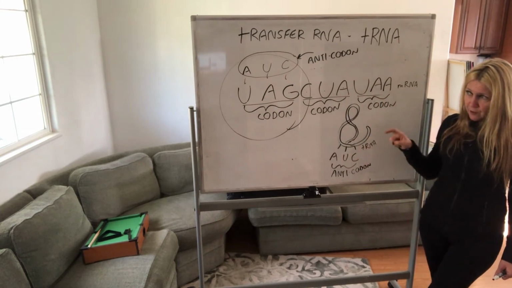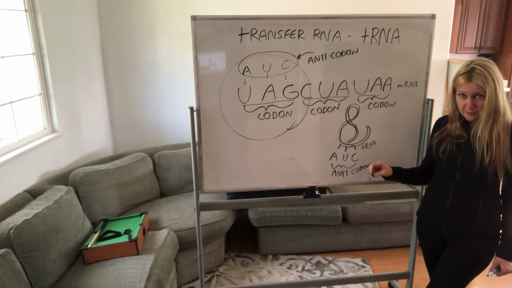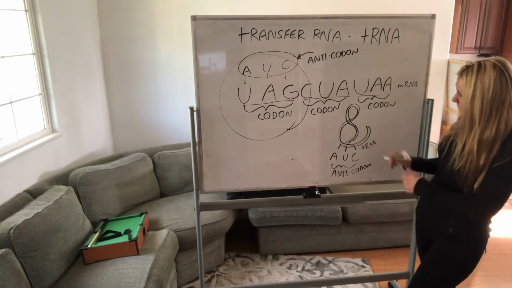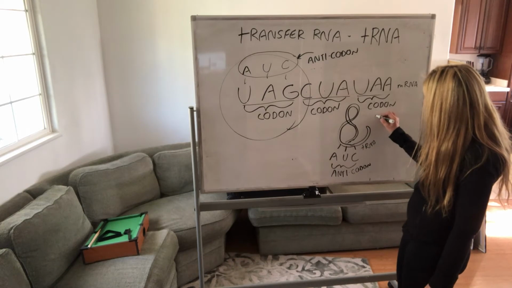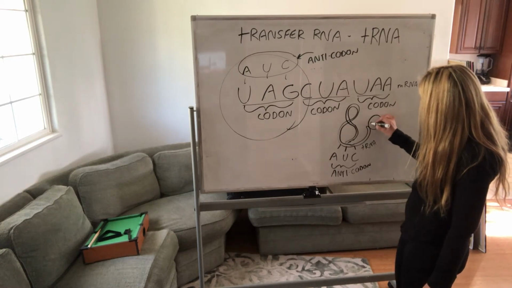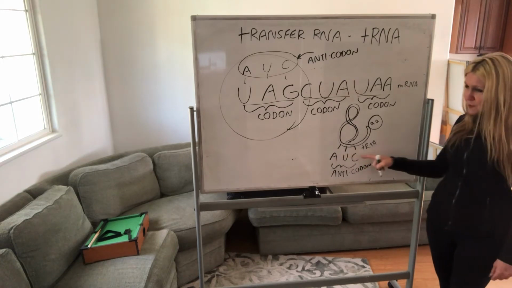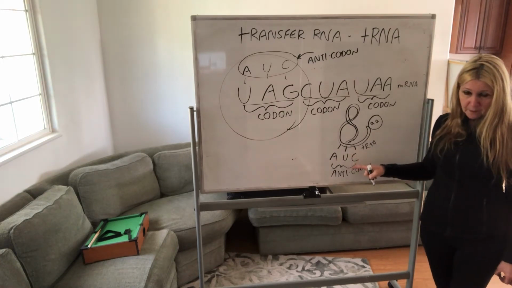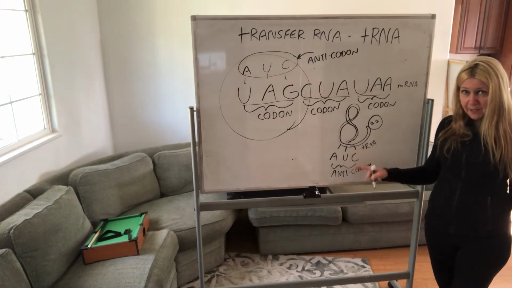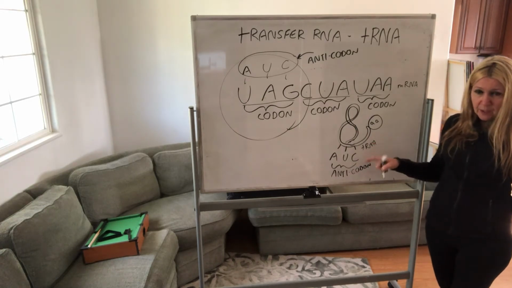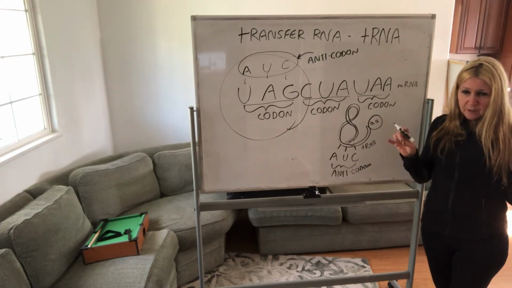The transfer RNA also carries an amino acid. So at the end, I'm just going to run the tail. We have an amino acid. It's specific to this anti-codon. And how do we know which amino acid it's going to carry? We have to use the genetic code.